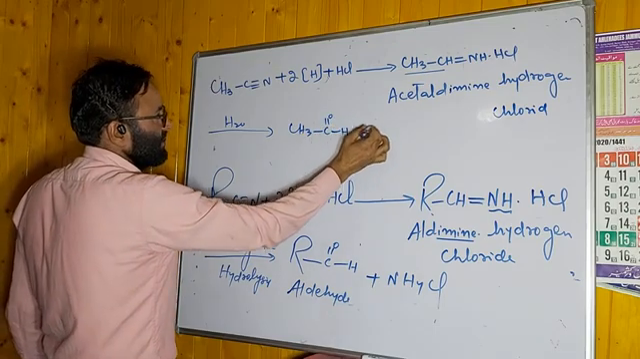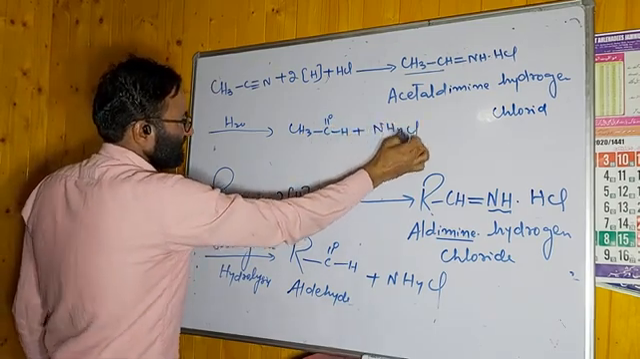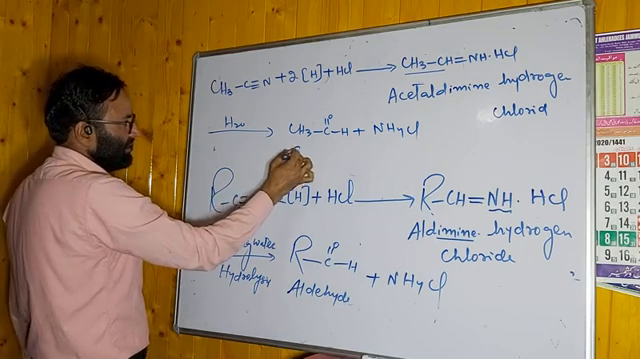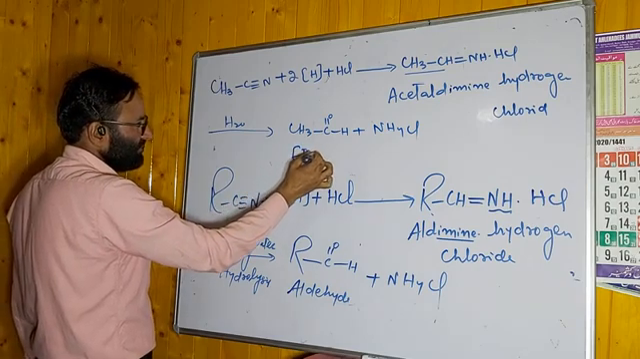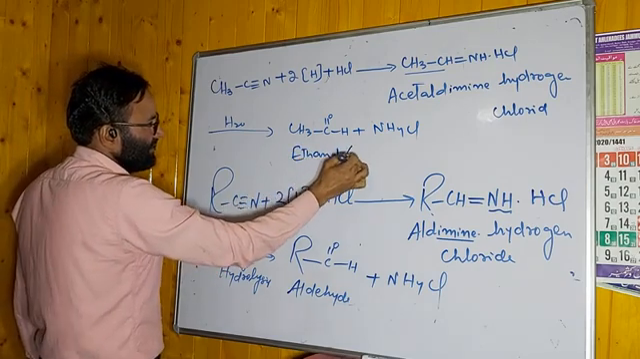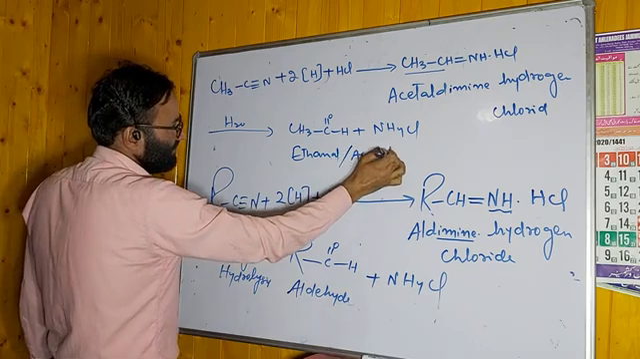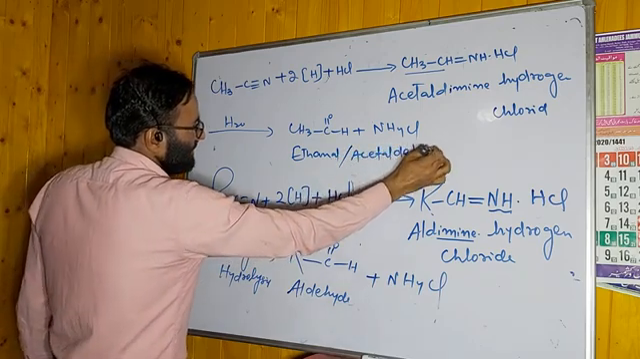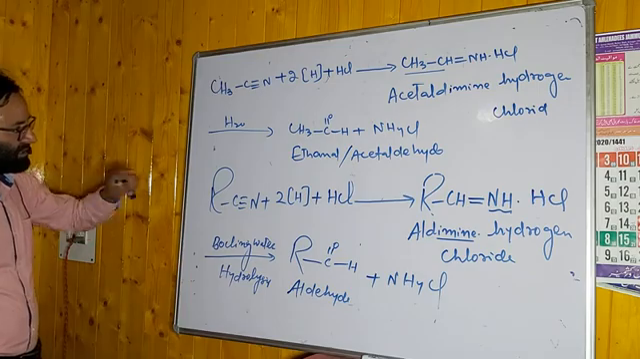This upon hydrolysis with water, what you will have, CH3 CHO, aldehyde. ये हमने वहां पे पढ़ा है. You get the ammonium chloride. It is ethanal, or you can say it is acetaldehyde. Common name is acetaldehyde.